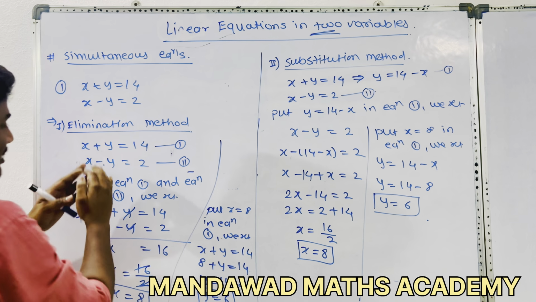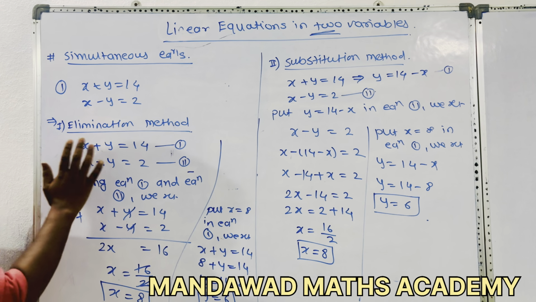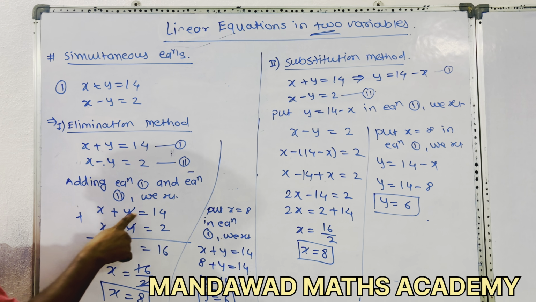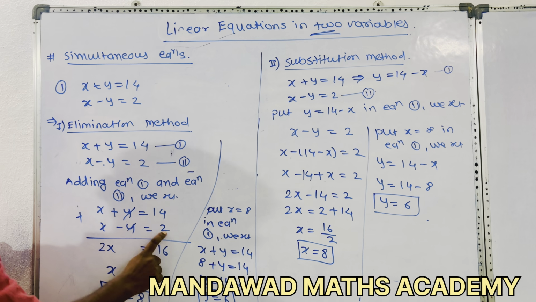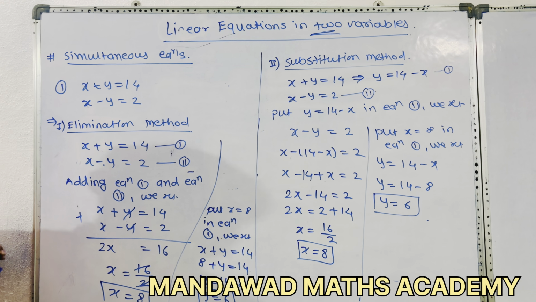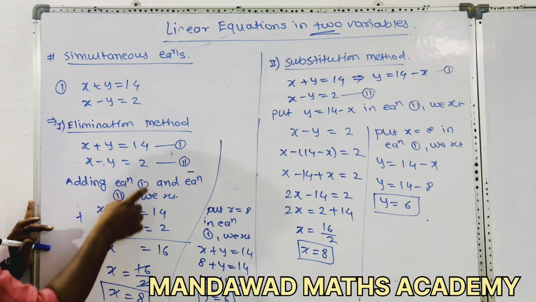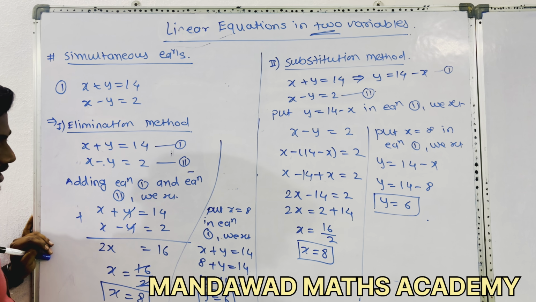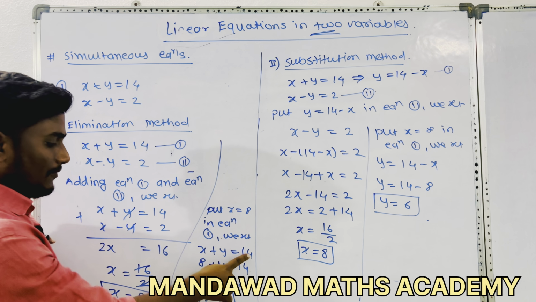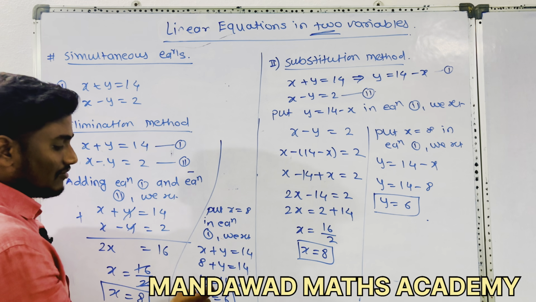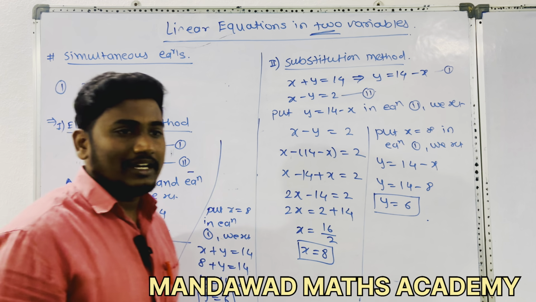Elimination means you can eliminate either x or y. Suppose I want to eliminate y, so you can do addition: x plus y equal to 14, x minus y equal to 2, means 2x equal to 16, x equal to 8. Substitute this x equal to 8 in either equation 1 or 2. I substitute in equation number 1. x plus y equal to 14, means 8 plus y equal to 14, y equal to 14 minus 8 equal to 6. This is the value of y.